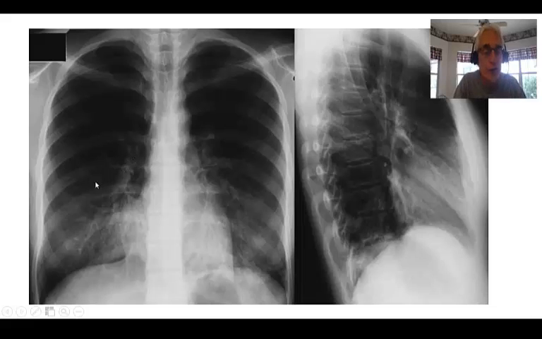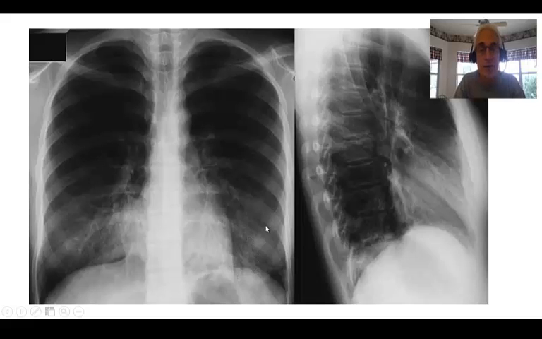Gastric bubble is here. The hilum look okay. But on the interstitium, when you compare the right to the left, notice on the right side there's these markings that are obscuring the right heart border, and then you have these markings obscuring the left diaphragm.